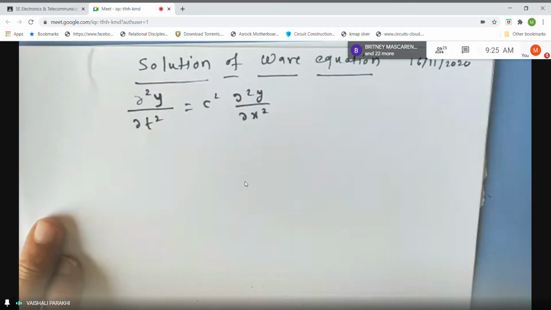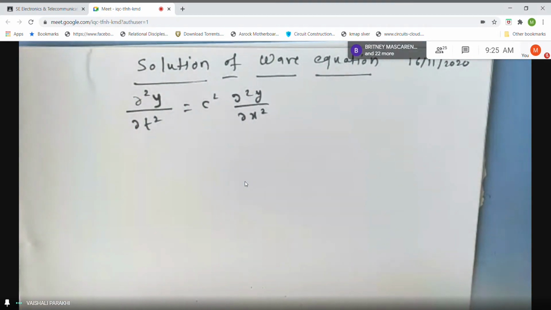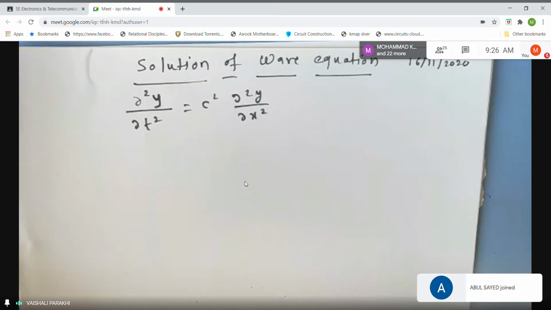See, Nigel, basically this is a second order partial differential equation, right? It is dou square u or dou square y, whichever letter you are using. Dou square y by dou t square is equal to c square into dou square y by dou x square. Now, in place of y, suppose you are using the letter u, then it will be dou square u by dou t square is equal to c square into dou square u by dou x square. So basically this is your second order partial differential equation, and it is called the one dimensional wave equation.